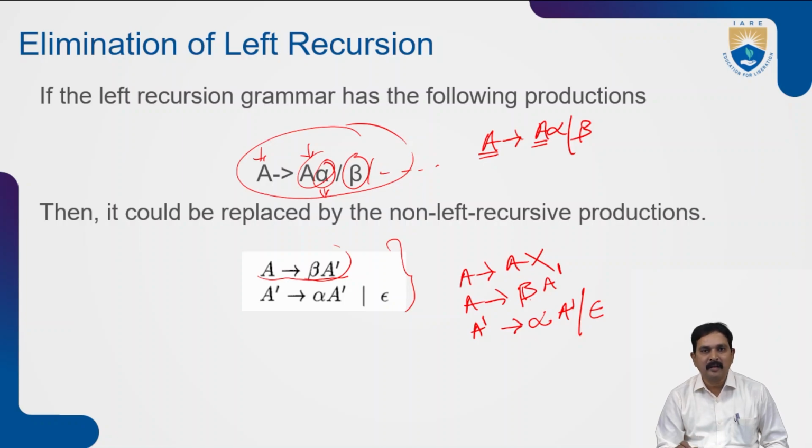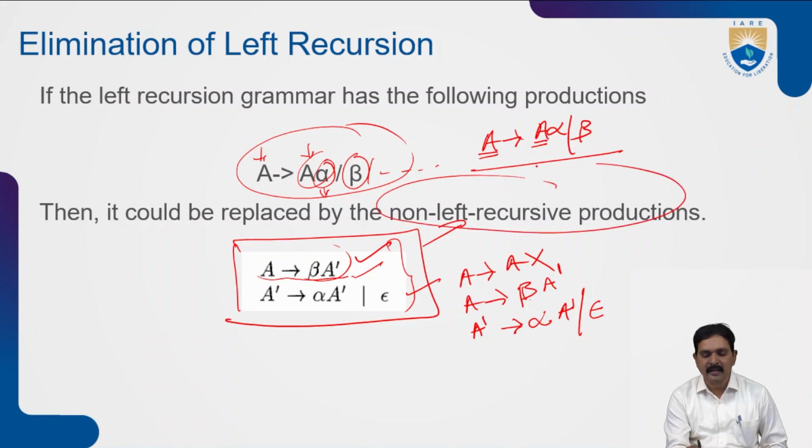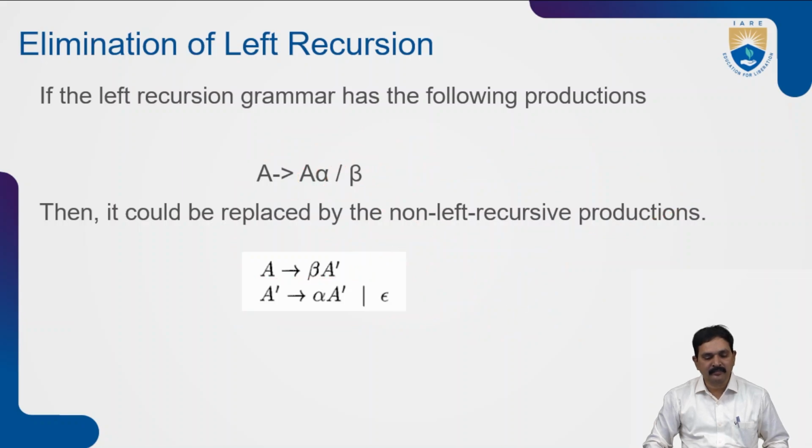So how can you eliminate it? You cannot eliminate that directly, but indirectly you can apply the process. After that, the capital A is ignored by taking some other new variable, A dash. Instead of taking this production, you take some other new productions: A implies beta A dash, and A dash implies alpha A dash slash null. These two resulting productions are non-left recursive productions. This is the idea of elimination of left recursion.